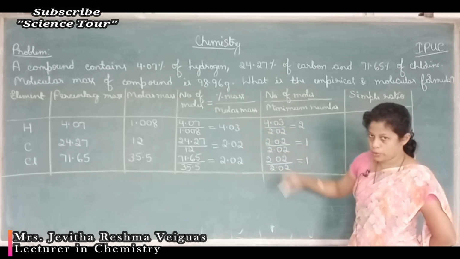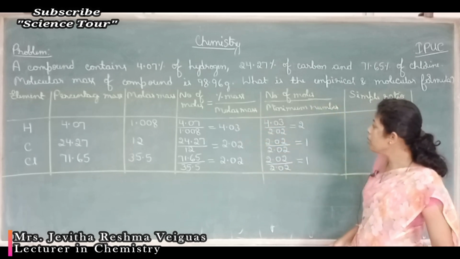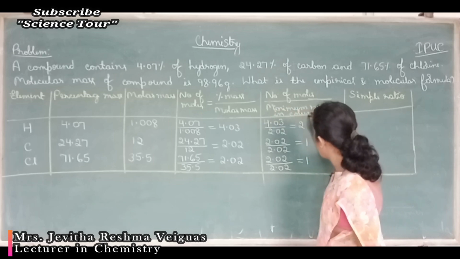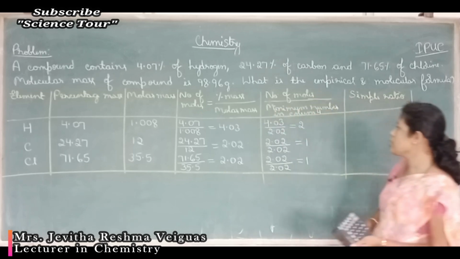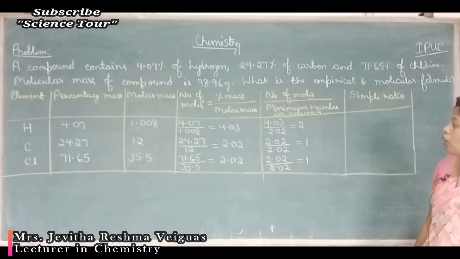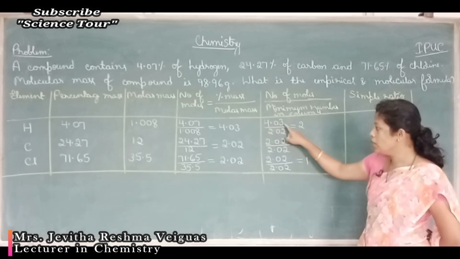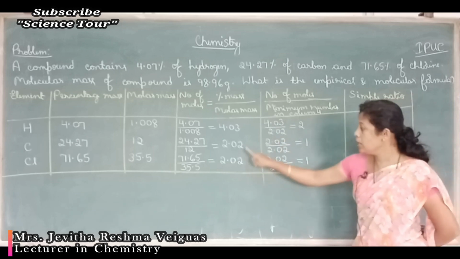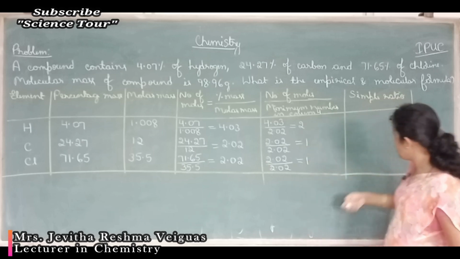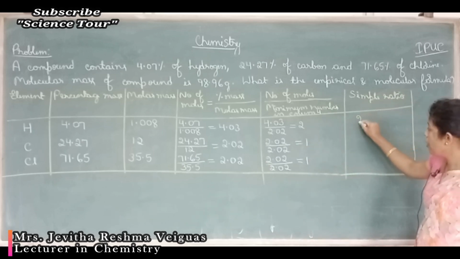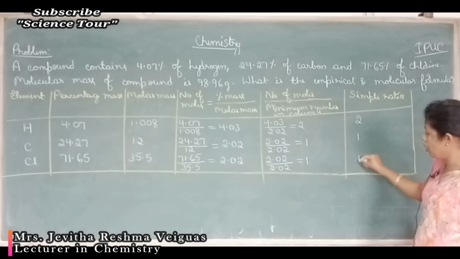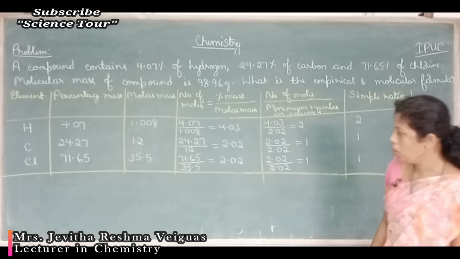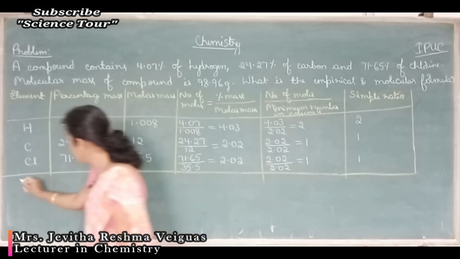All the numbers of moles in column 4, that is 4.03, 2.02, 2.02, are divided by the minimum number, that is 2.02. At that time, the simple ratio we get is hydrogen 2, carbon 1, chlorine 1. So this is the simple ratio. Now from the simple ratio, we can derive the empirical formula.